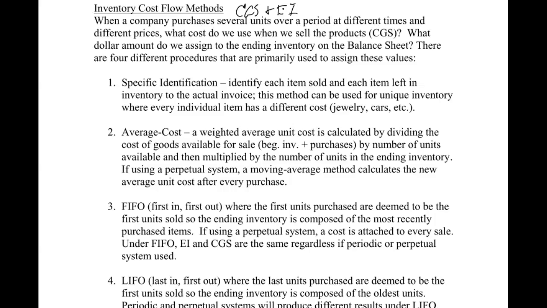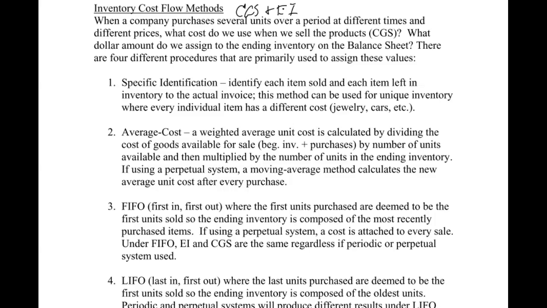So there are four main methods that we're going to worry about. The first one is specific identification. This means you can identify each item sold and each item left in inventory to the actual invoice related to that specific item. So these are specialized items, like jewelry. If you go into a jewelry store, diamonds may look the same to some people, but they're all different cuts and carats and color and whatever the other C's are.